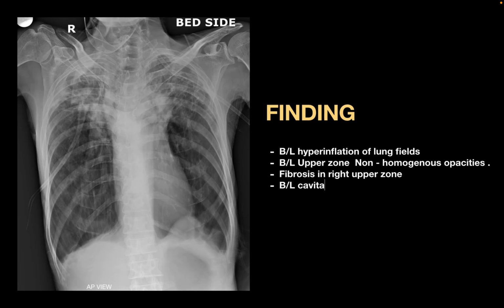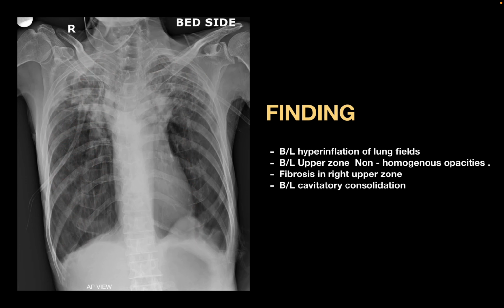We can see there is bilateral hyperinflation of the lung fields, because there are more than 6 anterior ribs or 10 posterior ribs above the diaphragm level on the mid clavicular line. Now we can see in the bilateral upper zones there are non-homogeneous opacities.